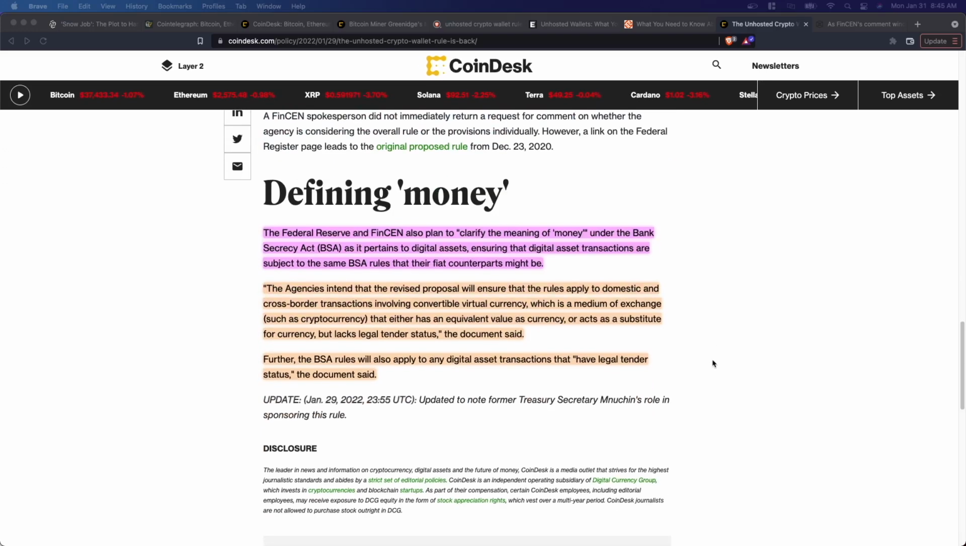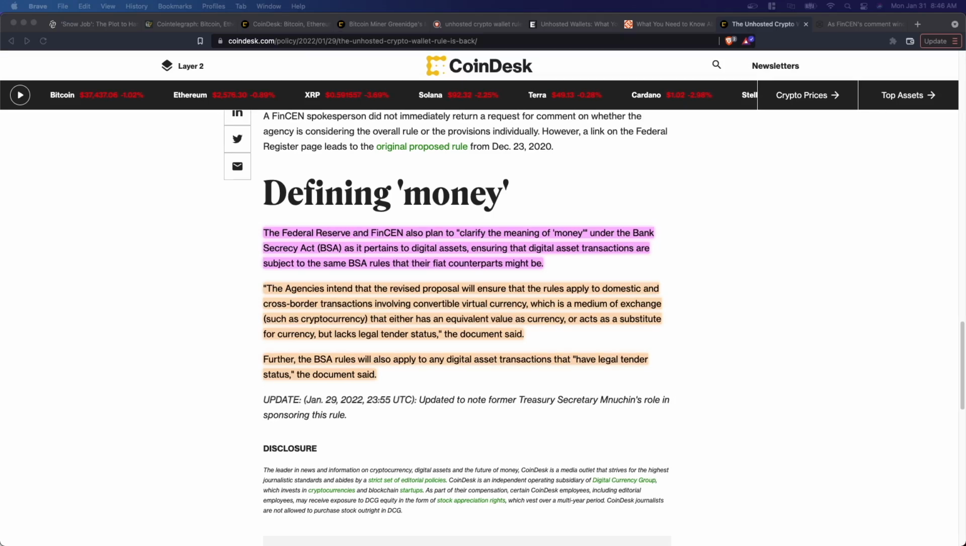The Federal Reserve and FinCEN also plan to clarify the meaning of, quote, money under the Bank Secrecy Act as it pertains to digital assets, ensuring that digital asset transactions are subject to the same Bank Secrecy Act rules that their fiat counterparts might be. Quote, the agencies intend that the revised proposal will ensure that the rules apply to domestic and cross-border transactions involving convertible virtual currency, which is a medium of exchange, such as cryptocurrency, that either has an equivalent value as currency or acts as a substitute for currency but lacks legal tender status, the document said. Further, the BSA rules will also apply to any digital asset transactions that, quote, have legal tender status, the document said. So I think that's all pretty interesting.